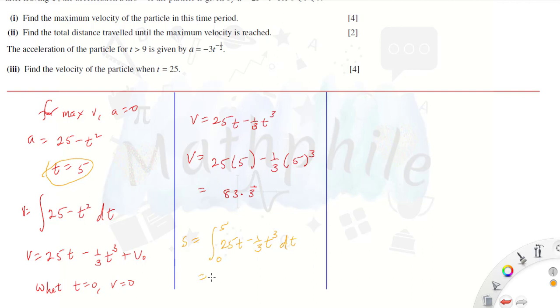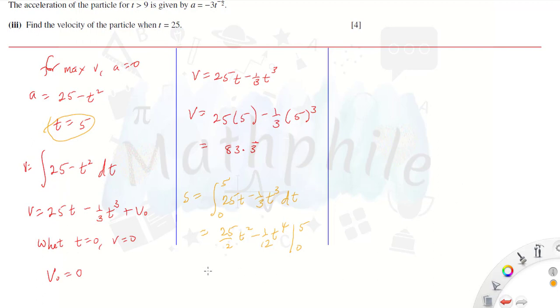Okay, what would this give you? And also with this one, I can use a calculator straight away. So you can just type this into the calculator and you get an answer. But you should know that you are going to get marks for the working, so you are not expected to just use the calculator. I got 25/2 t squared minus 1/12 t raised to the power 4. Okay, so from 0 to 5. So you can put in your limits and you get something nice to work with. Yes, and that was 260.42 meters.